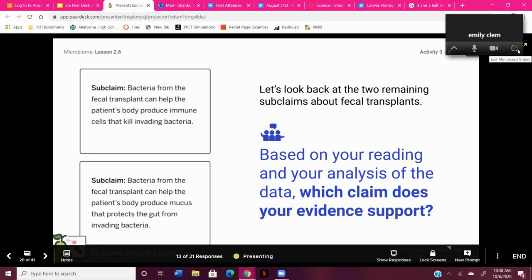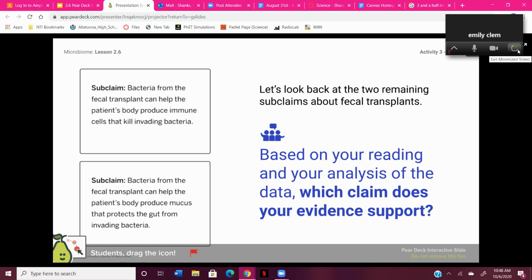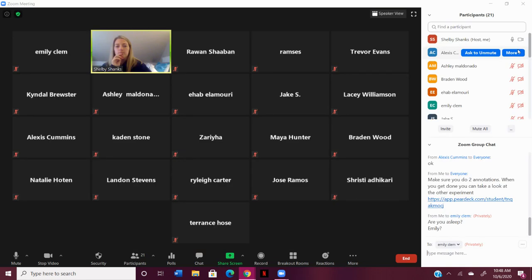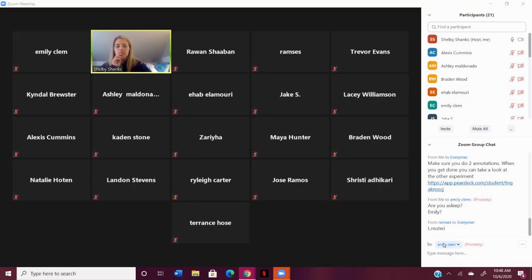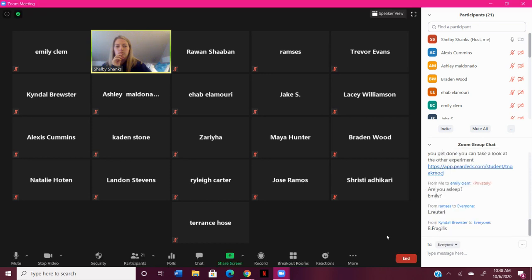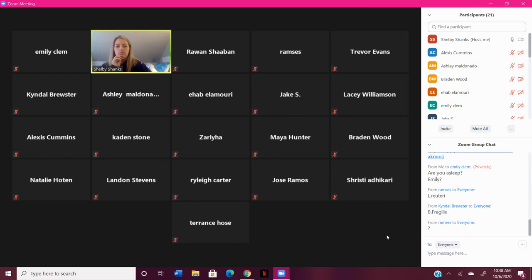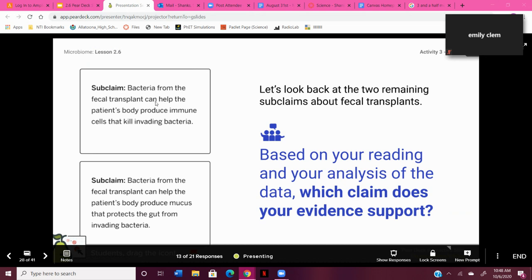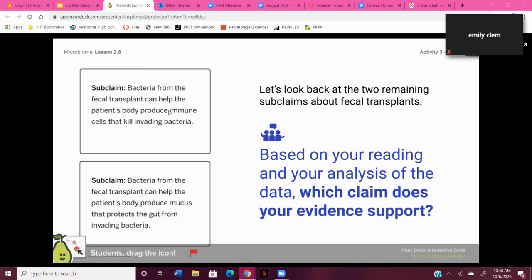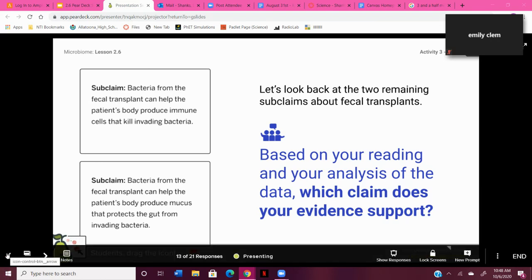All right, so let's go in the chat. And what I want you to do for subclaim 2, which bacteria did you guys say supports, or what piece of evidence supports subclaim 2? Which bacteria was it? Okay, so if we look at subclaim 2, it is saying that the fecal transplant can help the patient's body produce immune cells. Okay, so we need to look at which bacteria had higher immune cells.